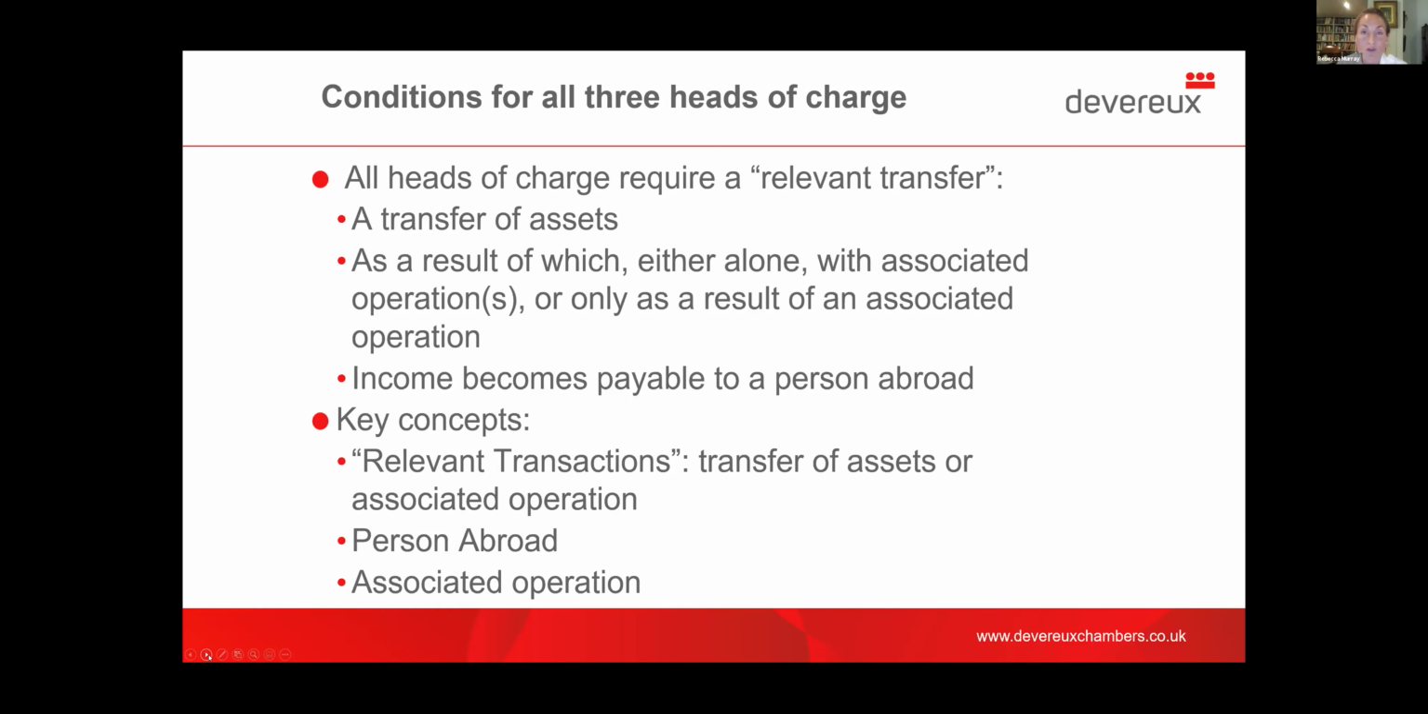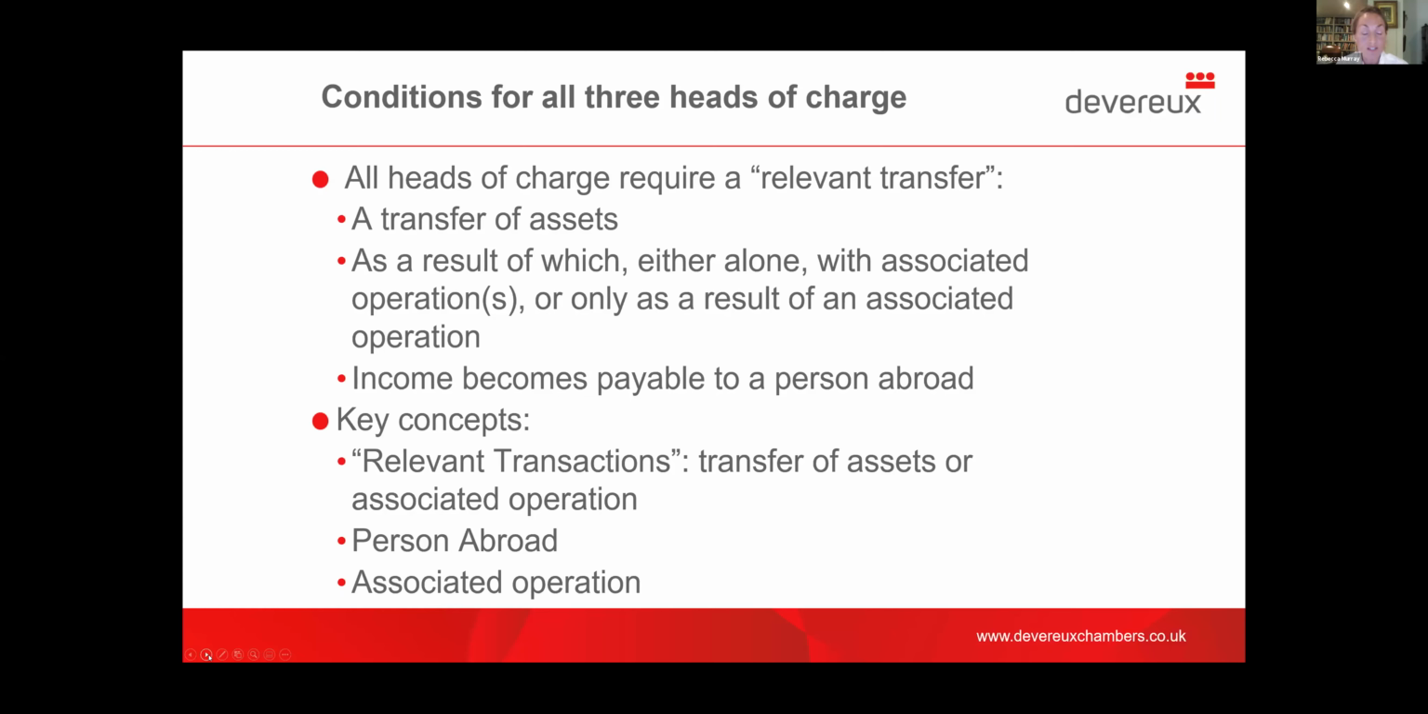So for example, if you were to transfer a share in a partnership, as was the case in Latilla, and then the activities of the partners cause the partnership income to arise to the person abroad, that would be an associated operation. And so there would be income payable to the person abroad as a result of the combination of the transfer of assets and an associated operation. Therefore, there would be a relevant transfer in that situation. And indeed, there was found to be a relevant transfer in that case for that very reason. You'll see that more clearly when I come on to explain what an associated operation is.